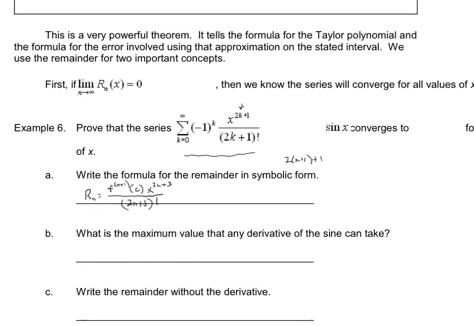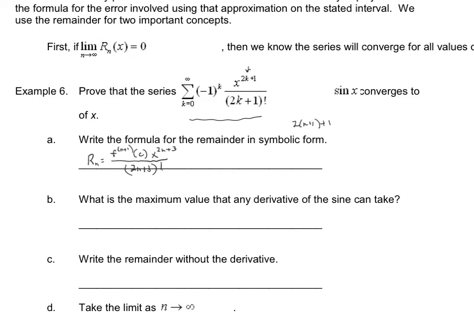So what is the maximum value that any derivative of sine can take? Remember, our function is the sine function, and any derivative of sine x is going to be either a positive or a negative sine x, or a positive or a negative cosine x. And we know that the maximum that the absolute value of an nth derivative of sine x can be is 1. So it has to be less than or equal to 1.